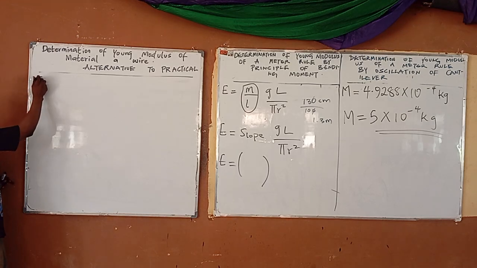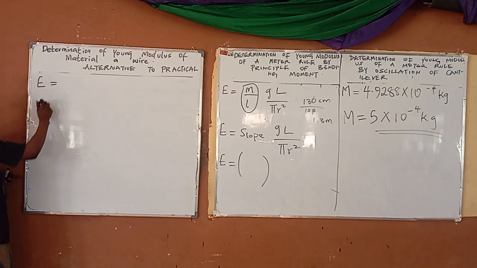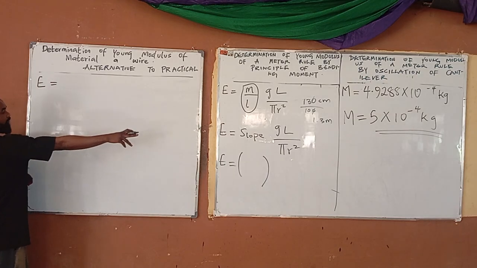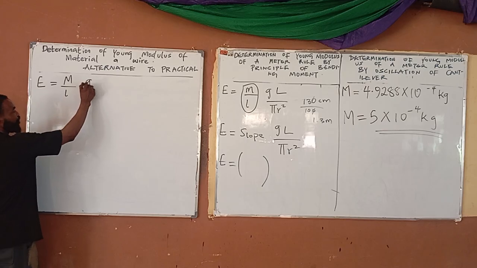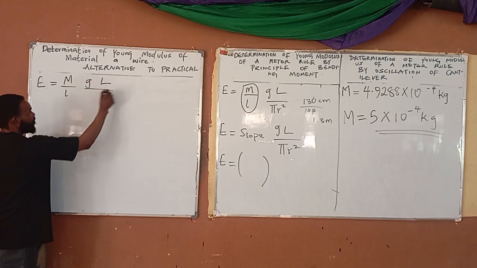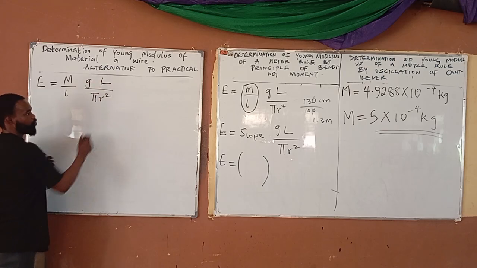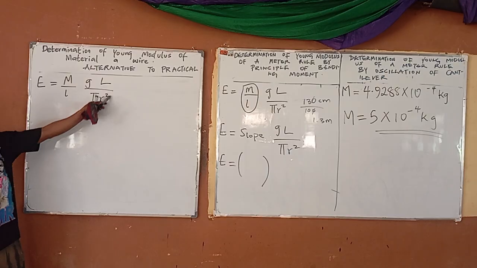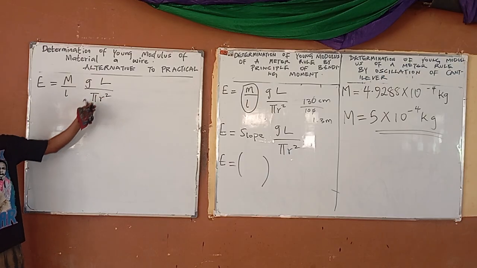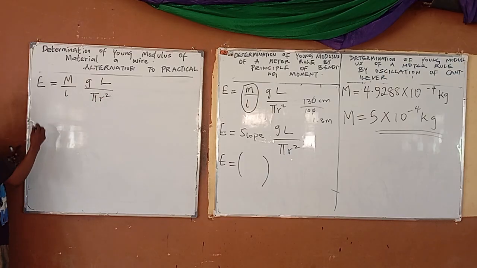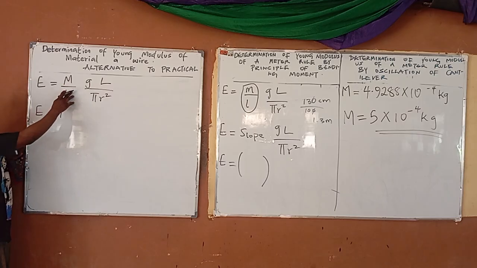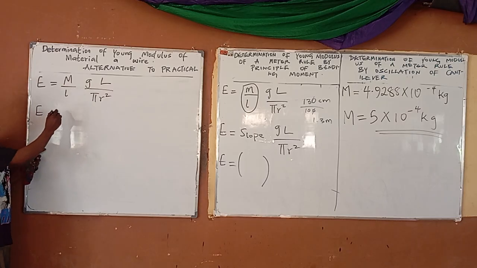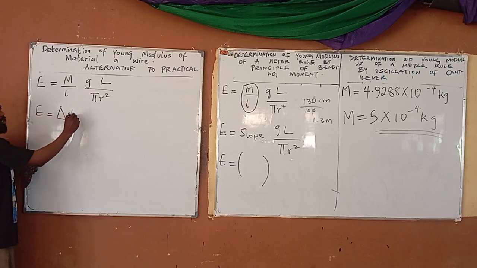What I will simply do is to remember, they said error in Young modulus. The formula, the things I have is simply mass over L, then G L over pi r squared. Now please notice, this thing is a constant. I did not make any measurements on this. So I'm going to be having E first of all. This thing is your slope, Shebi. Yeah. Error in slope, change in slope.